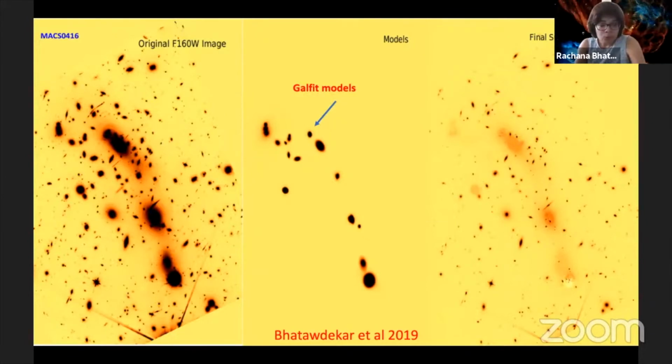But as an example, on the left is the MACS 0416 cluster, on which the subtraction procedure was applied. In the middle is the Galfit model of the galaxies, which were subtracted from the cluster. And on the right is the final subtracted image, in which you can see some of the faint sources that were basically hiding behind these galaxies.